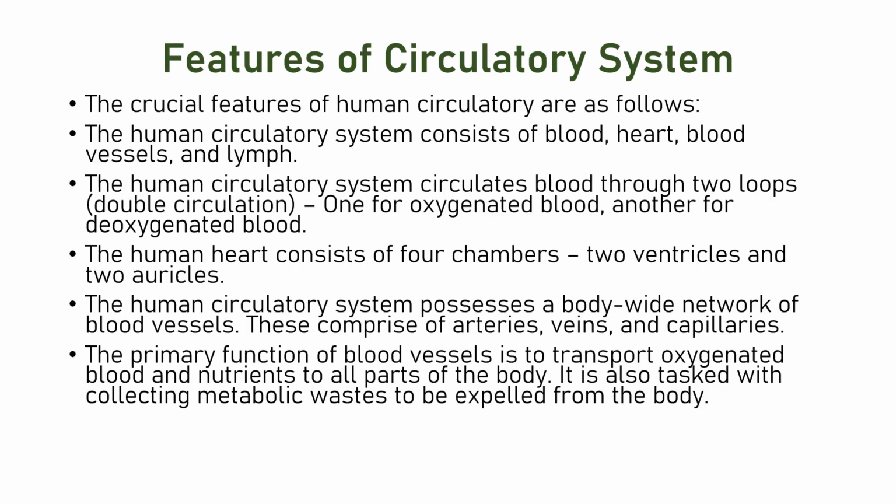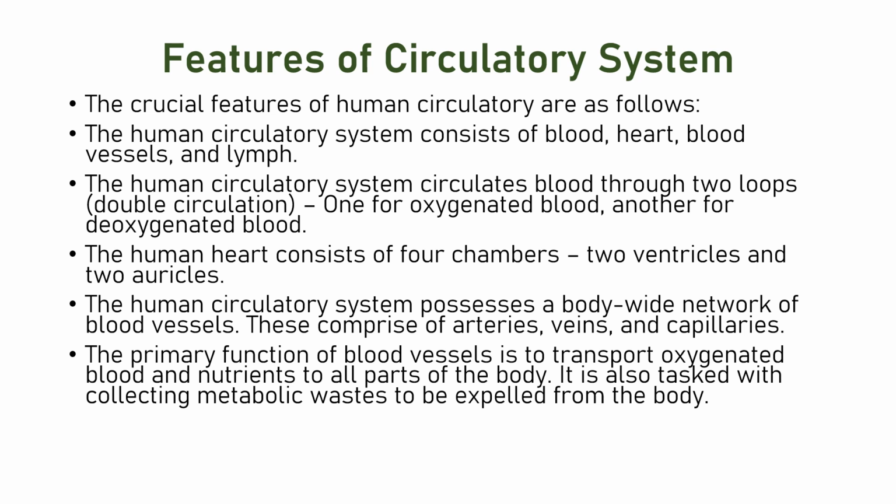Now what are the different features of the circulatory system? The human circulatory system, as we know, consists of blood, heart, blood vessels and lymph. And we have a closed circulatory system. What do you mean by closed circulatory system? It means the blood flows in our body through different vessels. Those vessels can be artery, vein or blood capillaries. So it is not an open system just like in insects, right?